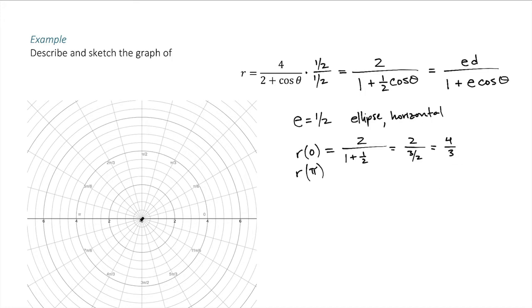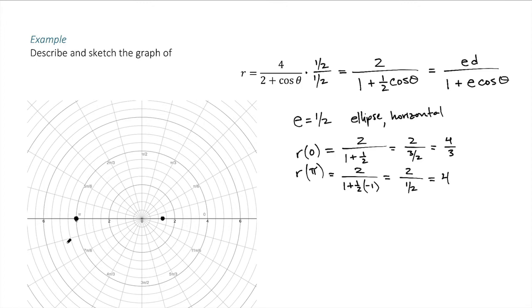So at 0, we get 4/3, which is going to be right around that point right there. Plugging in pi, we have 2 over 1 plus 1/2 times cosine of pi, which is -1. So this is 2 over 1 minus 1/2, which is 1/2, and 2 over 1/2 is 4. So at an angle of pi, we come out to a distance of 4. So those are our two vertices of our ellipse.